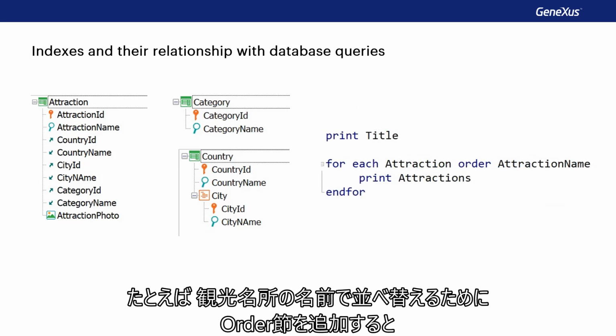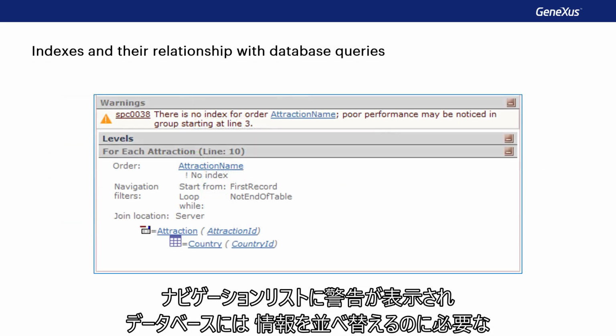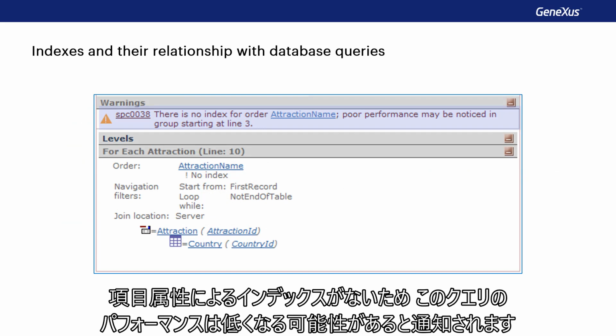If we add an order clause, for example, to order by the name of the attraction, the navigation list gives us a warning, informing us that the database has no index by the attribute by which we need to order the information. So this query could have low performance.